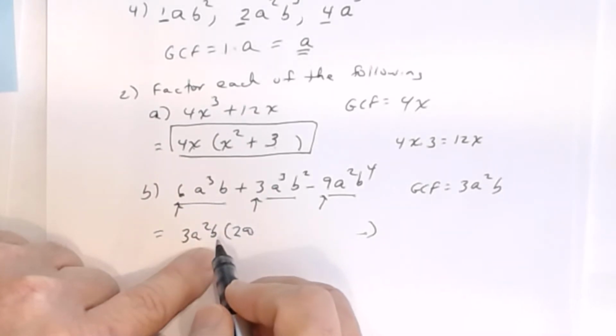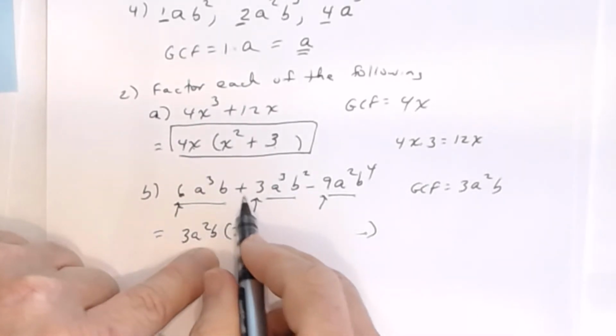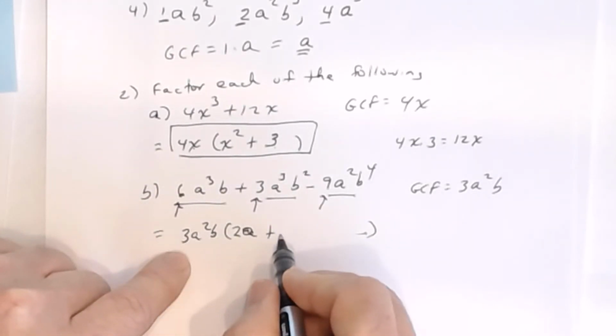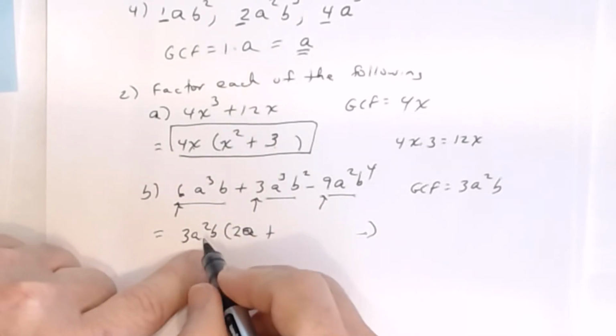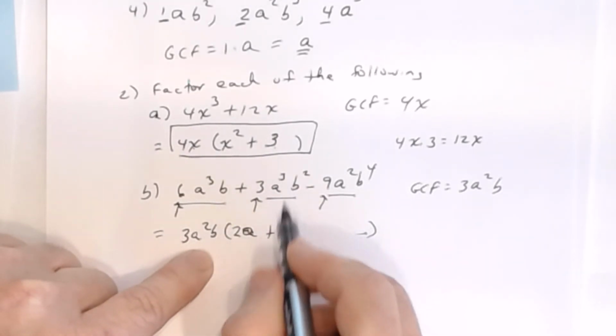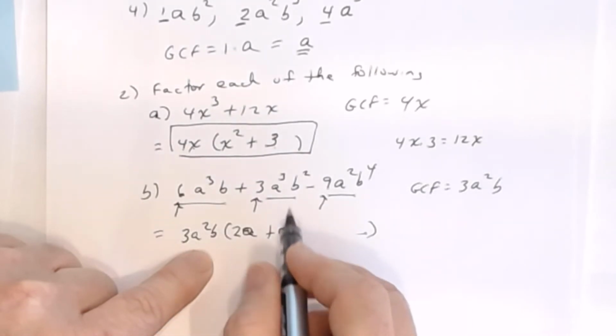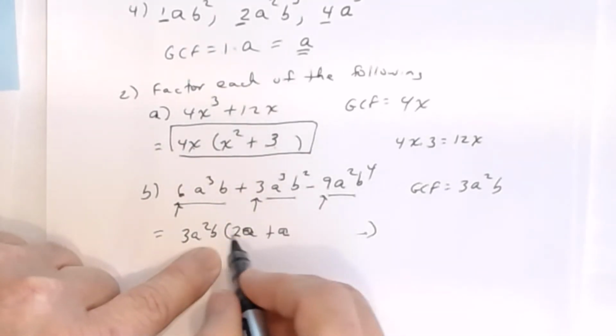This was b. All right, so all you got here is 2a. Plus 3 times 1 is 3. I'm not going to put the 1. 3 times 1 is 3. A squared times a is a cubed. B, so I need a b squared.